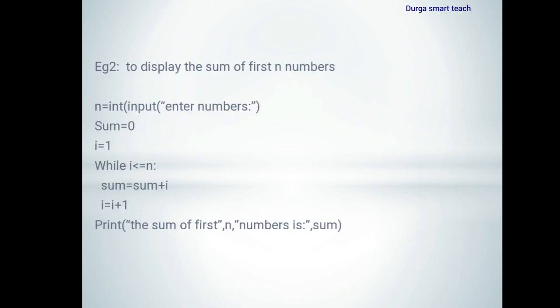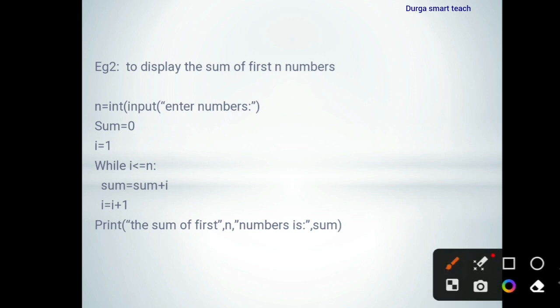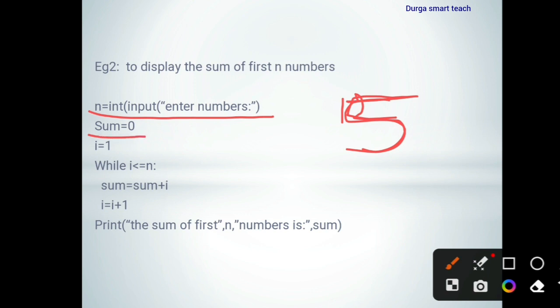Okay, so next, display the sum of first n terms. Here is one more program to display the sum of the first n terms by using a while loop. For that purpose, first I am reading the user data. n = int(input("enter numbers")). So I am taking 5. Okay, so next sum = 0. So I am initializing sum = 0.